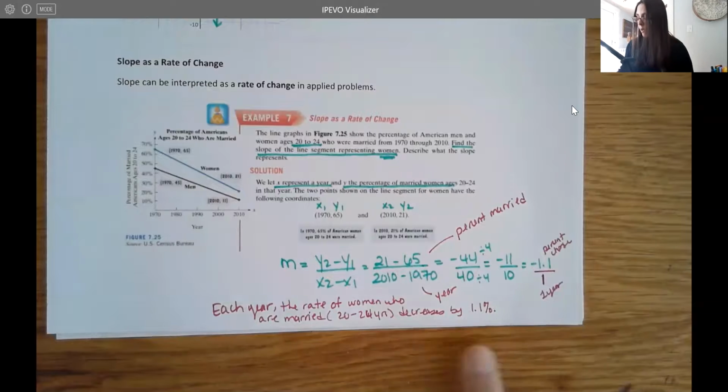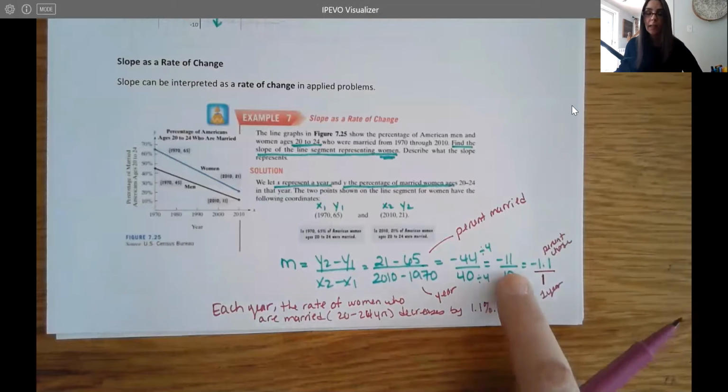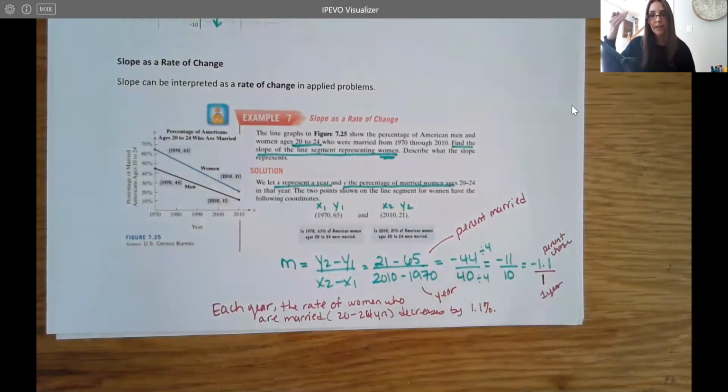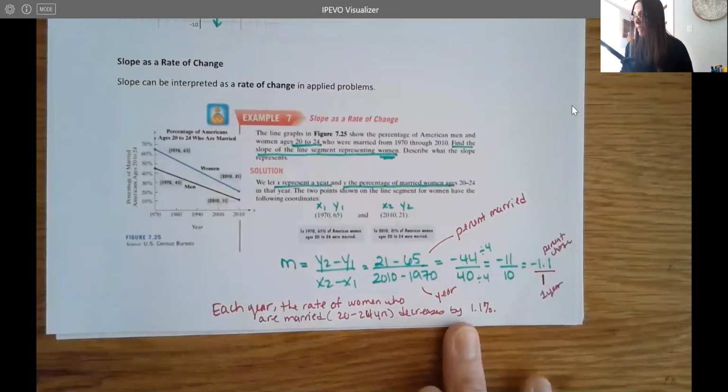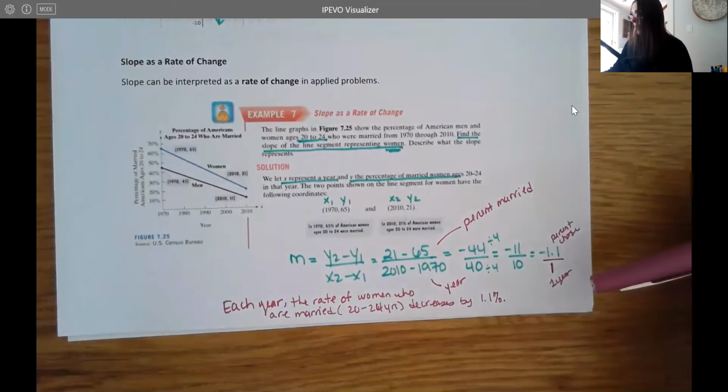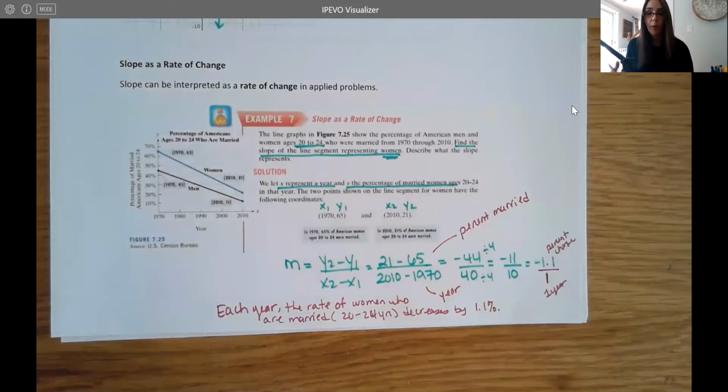That works too. So if I use the word decrease, then I don't need to put the negative in, right? Because decrease implies that it's going down. If you don't like that, what you could say is the rate of change is negative 1.1% per year. So you could say that too. So there's different ways that you could write this sentence.